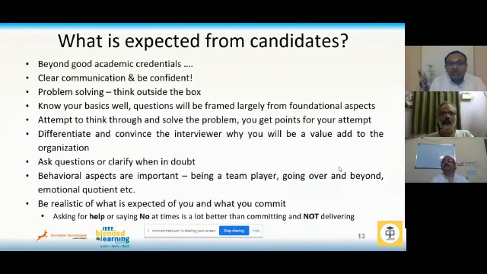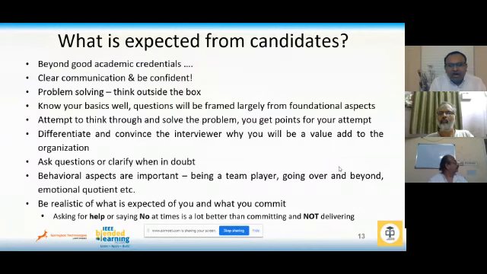It's like a cricket match, right? So you guys have to know what your roles and responsibilities are. And going over and beyond and have that emotional quotient of empathy, right? Understanding each other. Those are the aspects that are very critical for any budding engineer and new college graduate coming into the industry. And be realistic of what is expected of you and what you commit.